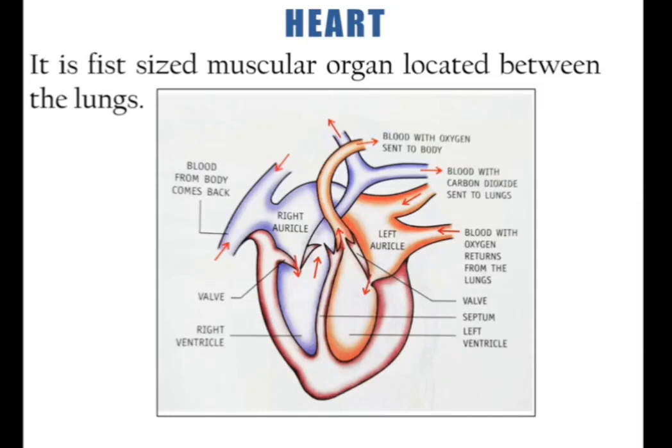When you touch your wrist region, you will find a pulsating sensation. That is a throbbing sensation, and it is due to the stretching and relaxation of the arteries caused by the heartbeat. That throbbing sensation is known as pulse.